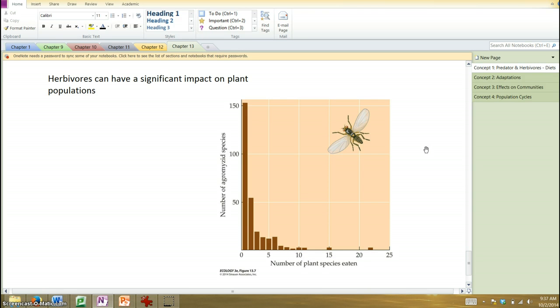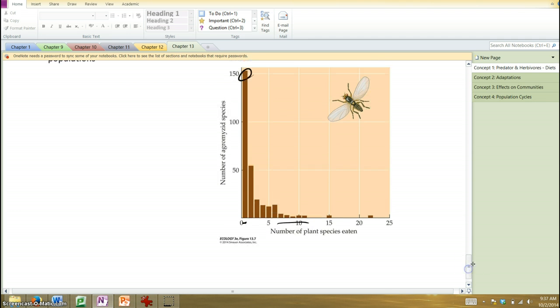This is looking at this particular kind of insects, and there are different species within this group. You can see that within this group of insects, the vast majority of them consume basically just a single type of plant. And the ones that eat a large number of plants are relatively rare. So you can imagine when you're focusing on just one type of plant, you can have a pretty significant impact on that plant population.